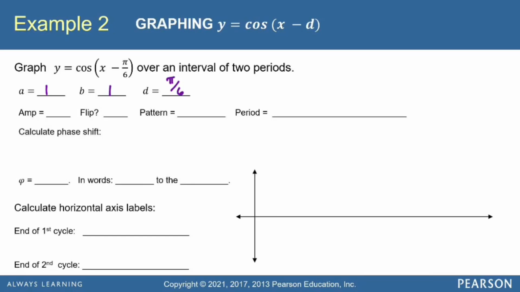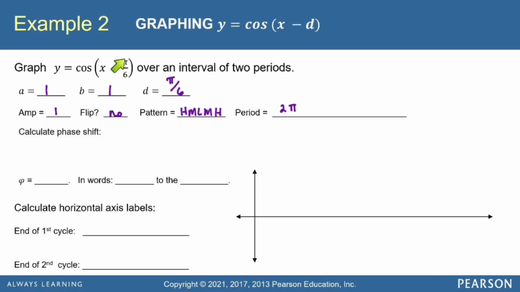Okay, now we know that the amplitude is the absolute value of A. So it looks like amplitude is 1. And because A is positive, there is no flip. And that means that the pattern will be just our basic cosine pattern, which is high, middle, low, middle, high. Now the period we know is 2 pi over B. So that's going to be just 2 pi.